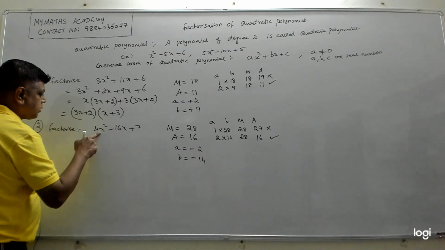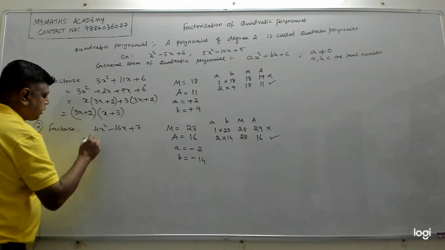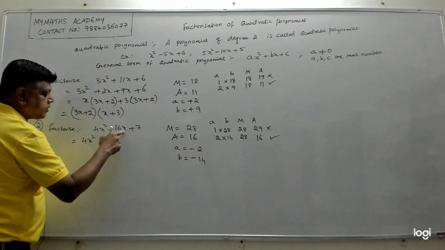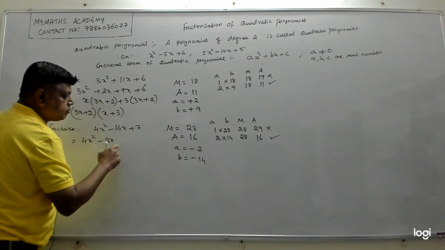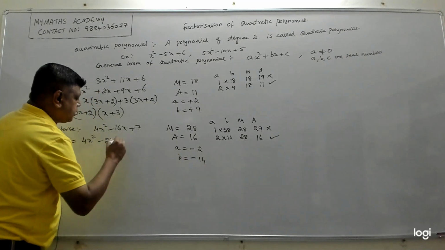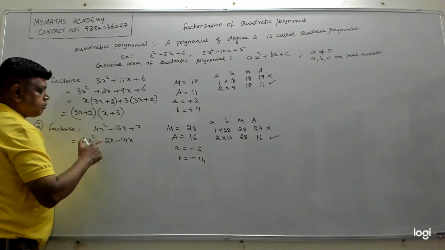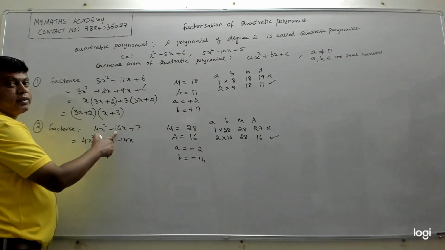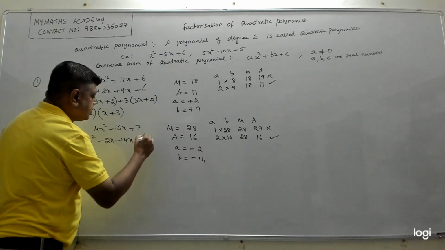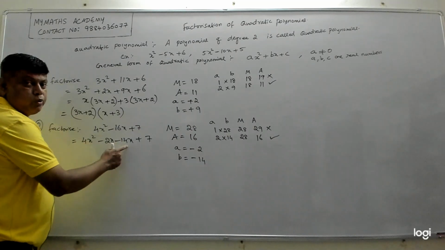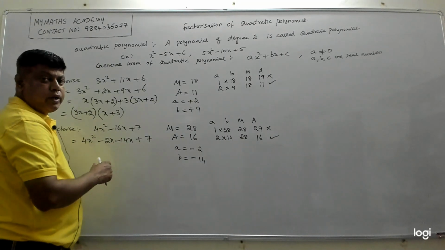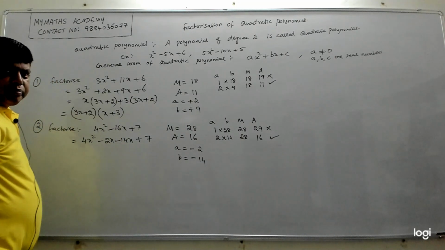Now, we'll write this 4x square as it is. 4x square equal to 4x square. Then minus 16x, I will write as minus 2x. You should put x here. And minus 14x. Now, what is minus 2x minus 14x? We'll get back this minus 16x. Plus this 7 I will write as it is. So, this minus 16x is split into two terms. That's why we call this splitting the middle terms.